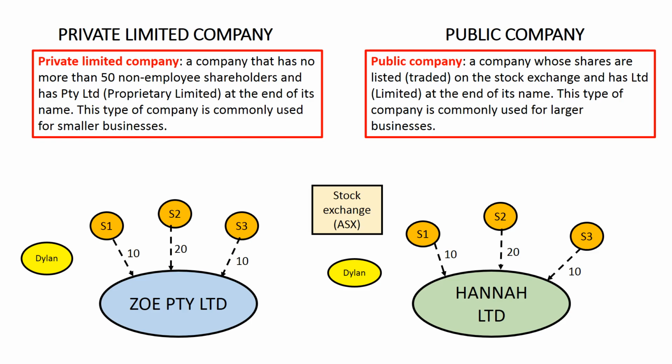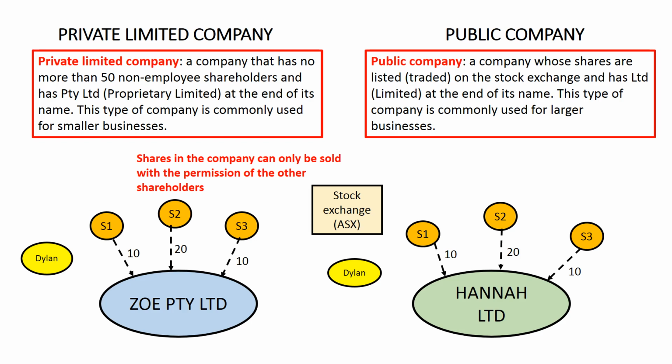A shareholder who owns shares in a private limited company can only sell those shares to another person with the permission of the other shareholders. That is, a shareholder who owns shares in a private limited company can only sell those shares to another person if the other shareholders in that company agree to the shareholder selling their shares to that other person.